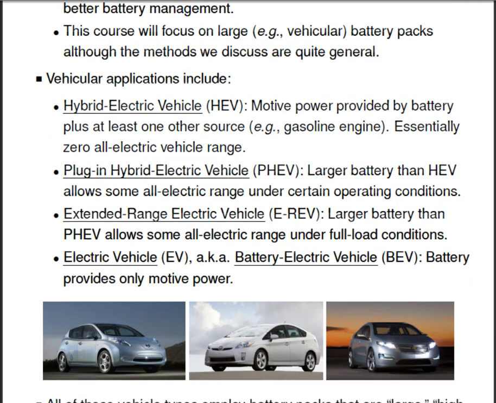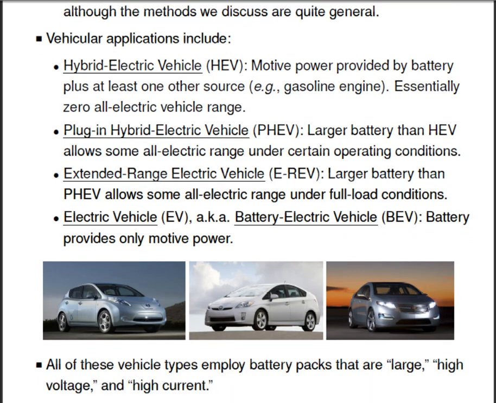You are finding here that vehicular applications include HEV, PHEV, EREV and EV. What is HEV? It's a hybrid electric vehicle. In that case, you will find battery plus another source. So battery plus gasoline, maybe gasoline plus fuel cell, or fuel cell plus battery. So essentially there is zero all-electric vehicle range.